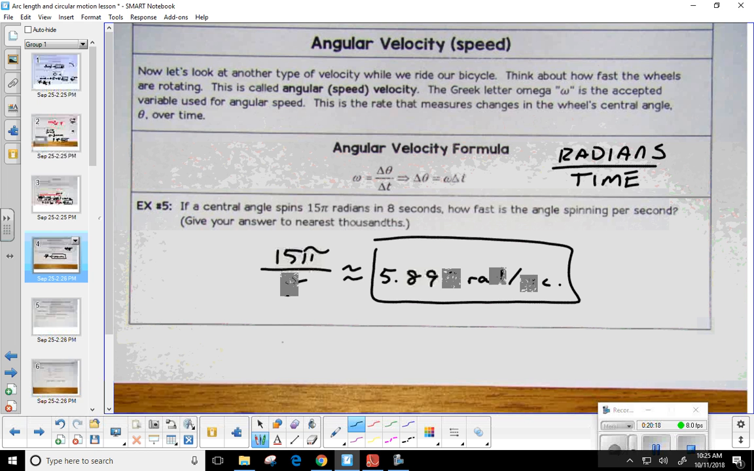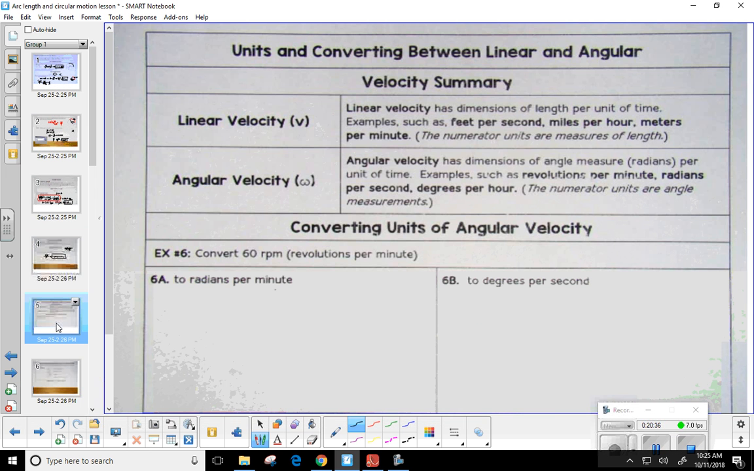Now remember, how many radians are there in one revolution? Remember, it's 2 pi, so 6.28, right? So this is very, very close to almost a full revolution every second. So it's spinning pretty quick. Okay, a little bit of summary right here, a little more practice with some dimensional analysis, and we'll go ahead and get on to some actual word problems. I'll show you how this can really work.